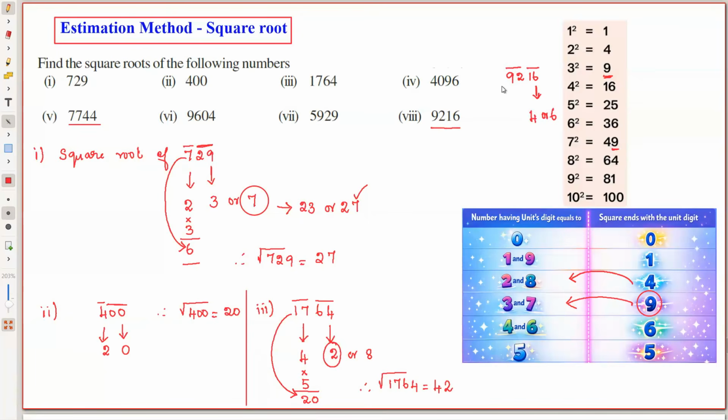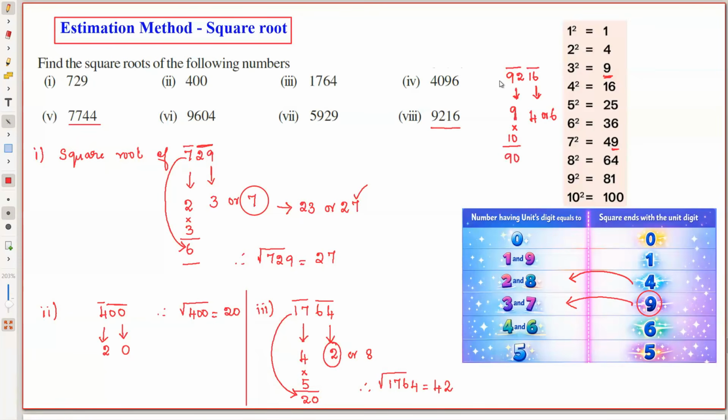Less than 92 means 9 square is 81. 10 square we cannot take. Only 9 square is 81, less than 92. So for this I can choose only 9. Now next I multiply with the next number. 9 into 10, the next number is 10. 9 into 10 is 90.